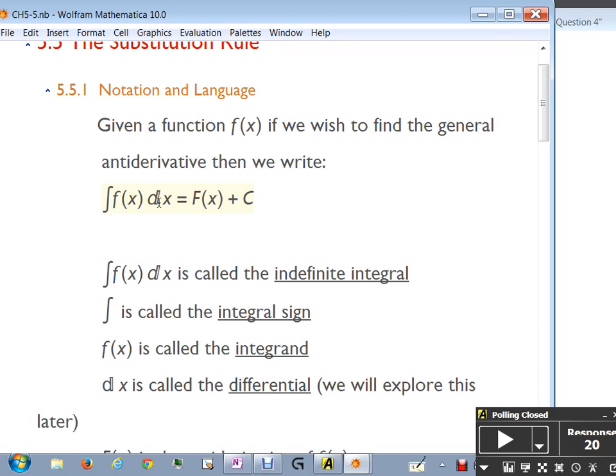Notice what kind of went away here when you go from the left side to the right side. The integral sign's gone, right? When you find the antiderivative, the integral sign's gone, and the dx is also gone. People always ask me, what happened to the dx? It goes away. When you take the antiderivative, it's not there anymore. All right.